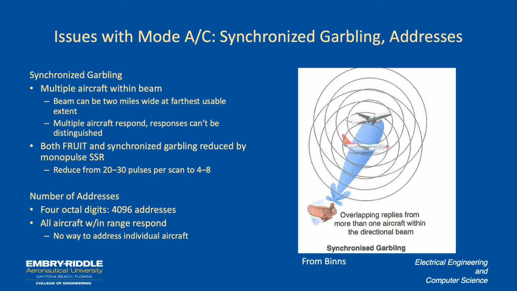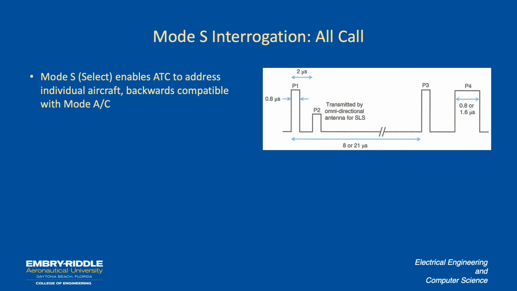This is addressed through mode S. So mode S, or selective, enables the air traffic controller to talk to an individual aircraft, and it's backwards compatible with mode A and C. So here we see the original mode A and C interrogation, P1 and P3, with P2 transmitted by the omnidirectional antenna encoding this. So mode S adds a pulse P4. And this will be ignored by transponders that only have mode A and C. Those are now obsoleted anyway. All instrument flight rule aircraft have to have a mode S transponder.